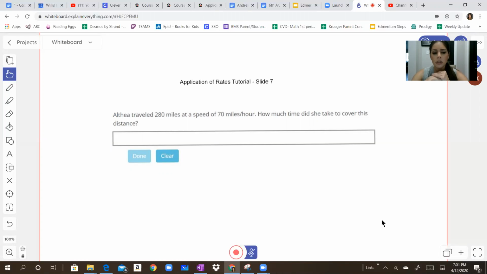Aletha traveled 280 miles at a speed of 70 miles per hour. So she drove 280 miles, and she had her speed set at 70. We're wanting to know how much time she took to cover this distance. So strategy 1, simply divide. Let's go ahead and do that one first.